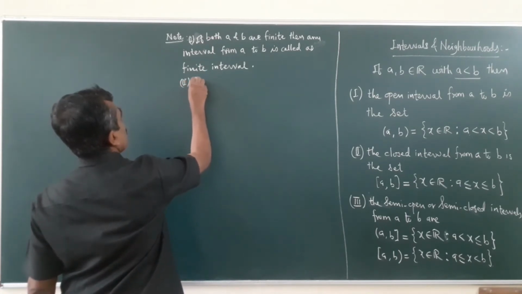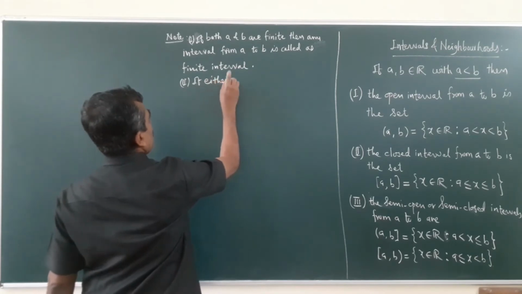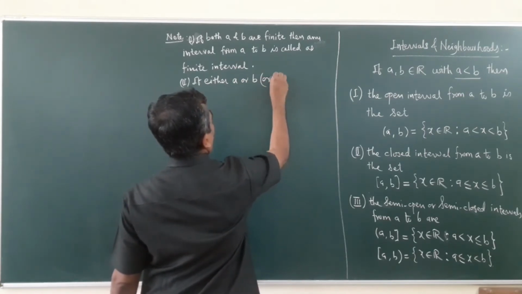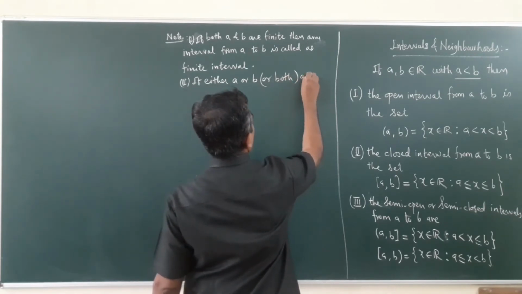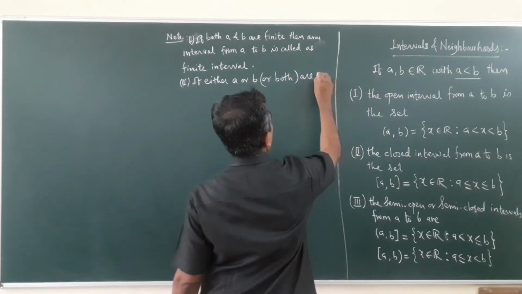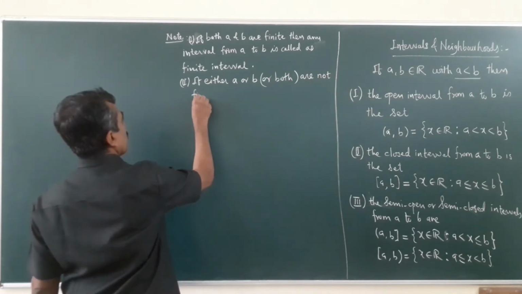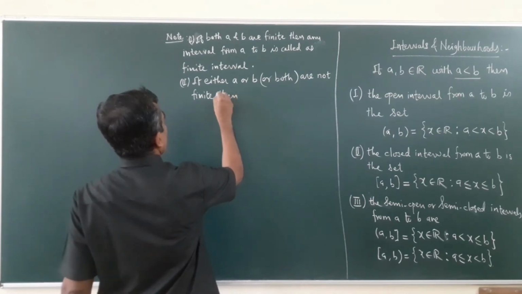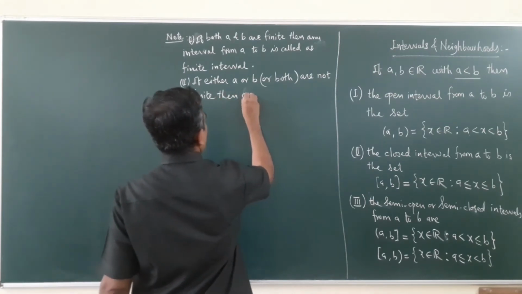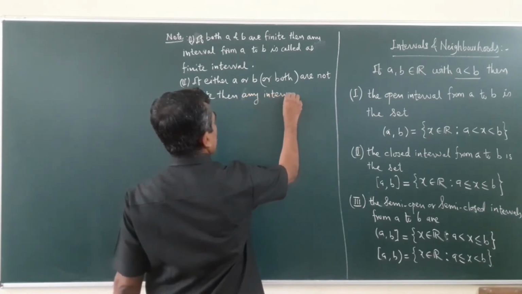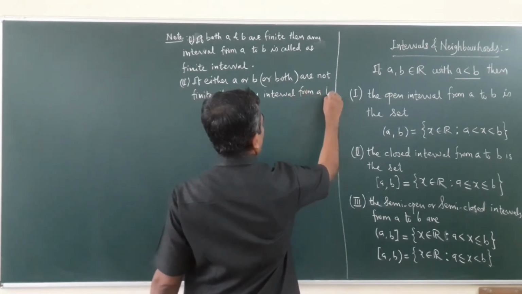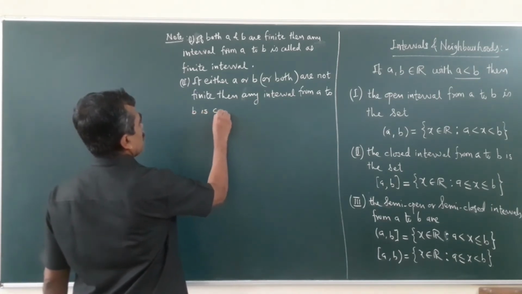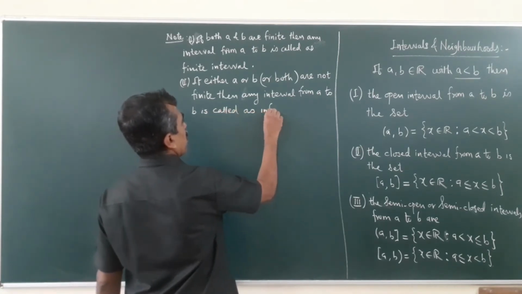Number 2, if either A or B or both are not finite (not finite means infinity), then any interval from A to B is called an infinite interval.